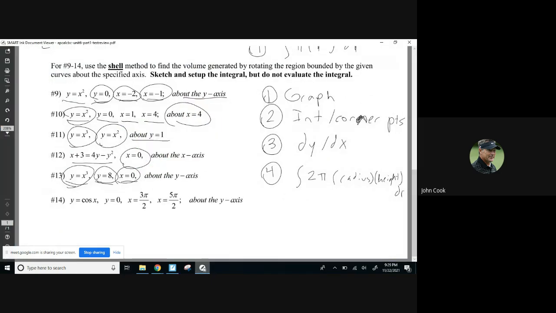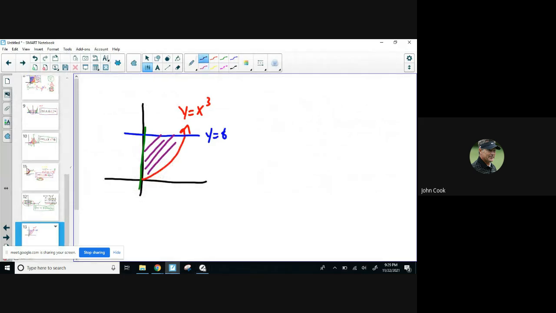And then it's rotated around the y-axis. So the y-axis is right there. Gosh, Mr. Cook, you dummy. All right, there we go.